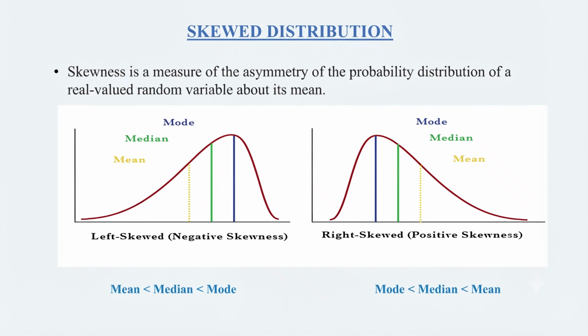To tell whether it is left skewed or right skewed, you should see the tail. In the first image, the longest tail is at the left side, so it is left skewed distribution. In the right image, the longest tail is at the right side, so this is right skewed distribution or positive skewed distribution. Left skewed distribution is also known as negative skewed distribution.